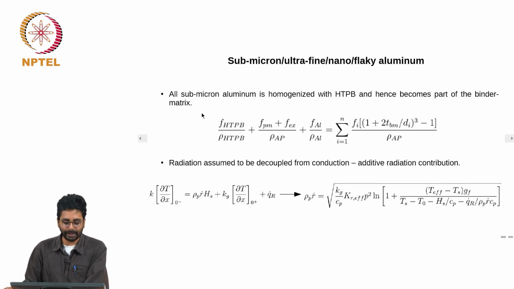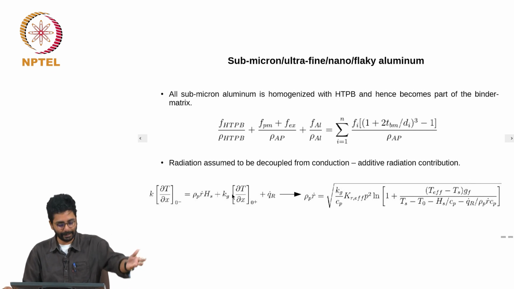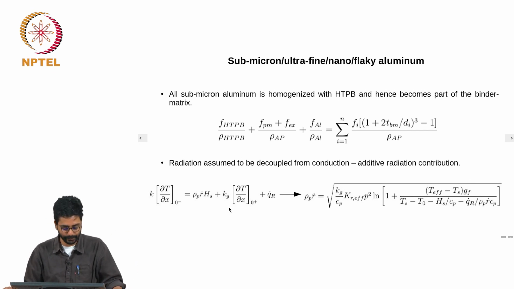But it is not the case when we have submicron or ultrafine or nano or flaky aluminum. All these aluminum particles can burn close enough to the surface, contributing to the heat flux. What is done in this case is that all submicron aluminum is homogenized with the binder and hence becomes part of the binder matrix. This formula we saw earlier. All that is done is the aluminum is also homogenized with the binder. It is fine enough to be considered homogenized, and it is homogenized with the binder while estimating the thermochemical properties and the binder thickness and the oxidizer to fuel ratio, and therefore the thermochemical properties also.